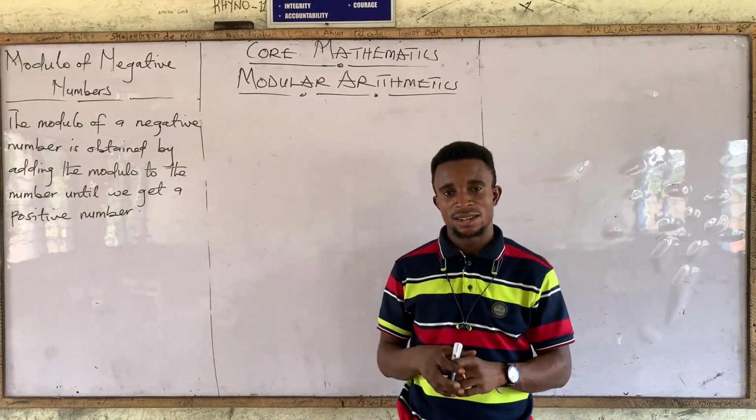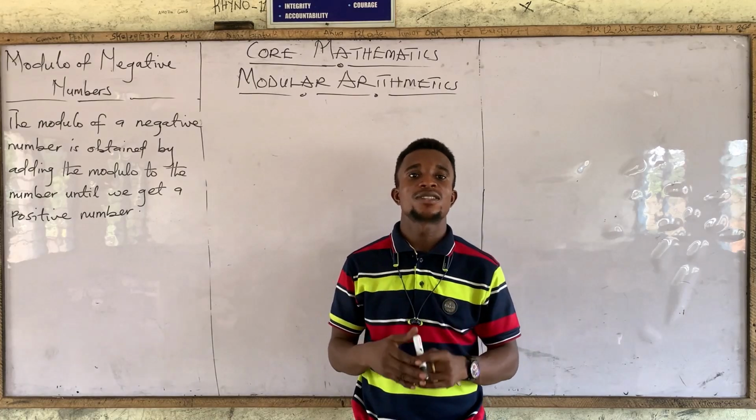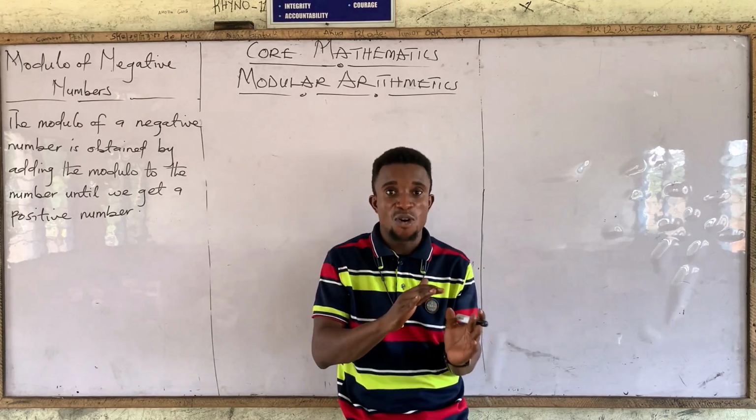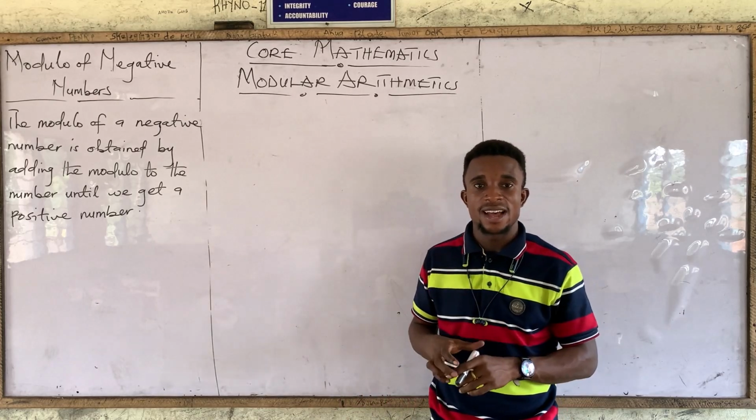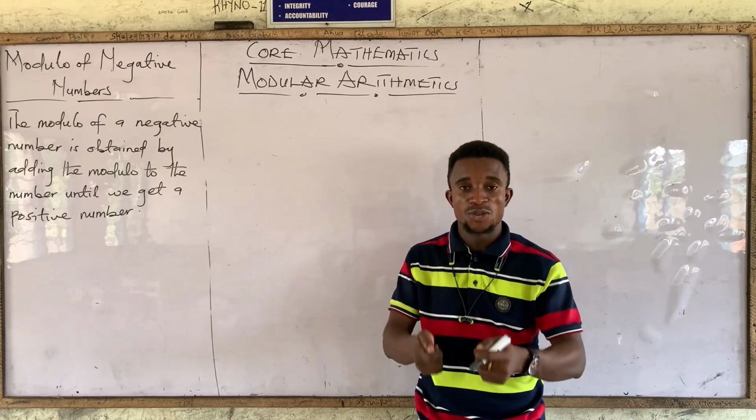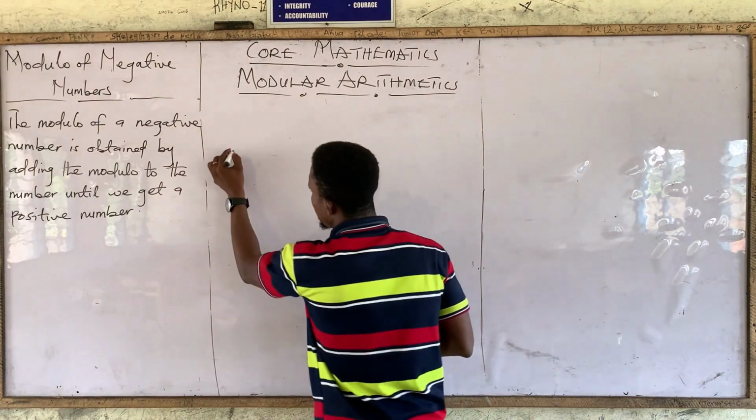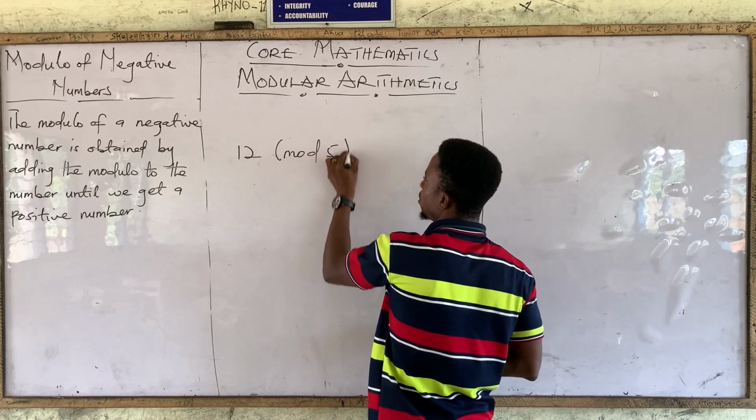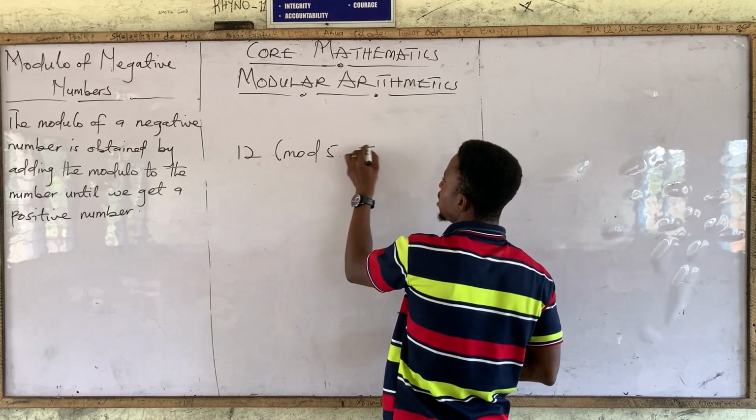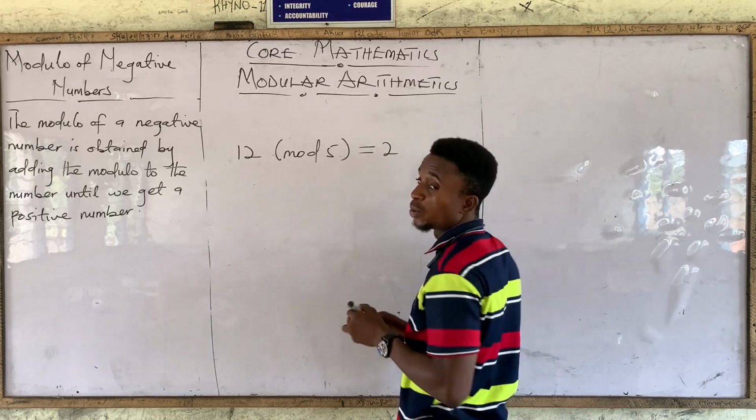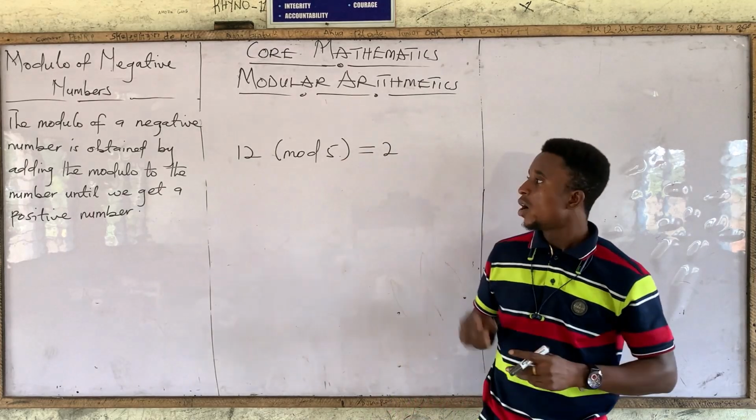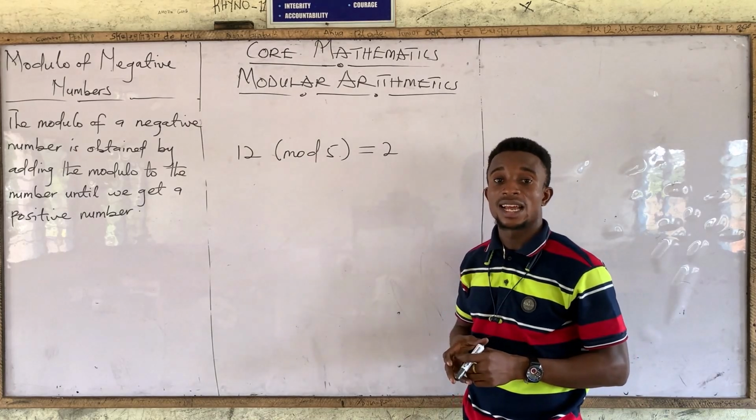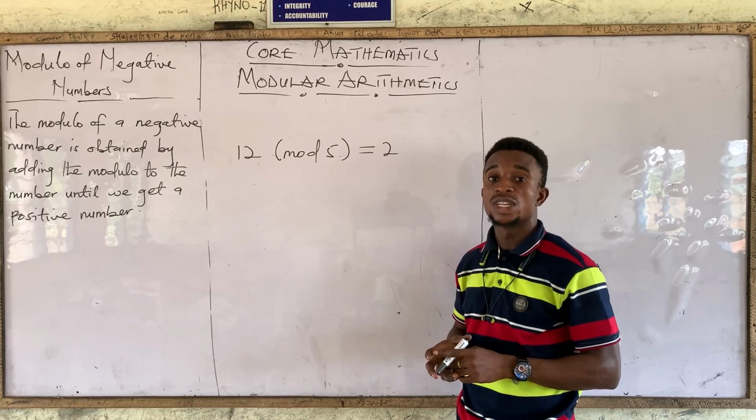But before then, please forgive me. I forgot something, so let's quickly go back a little and rectify that. I gave you 12 mod 5, and we said the answer is 2, right? So we have another way that we can write this statement, this particular equation.